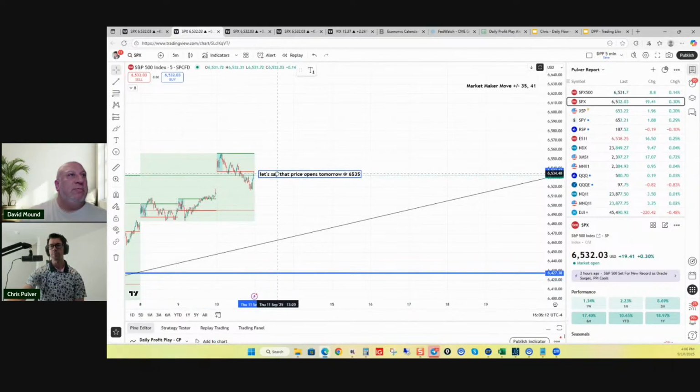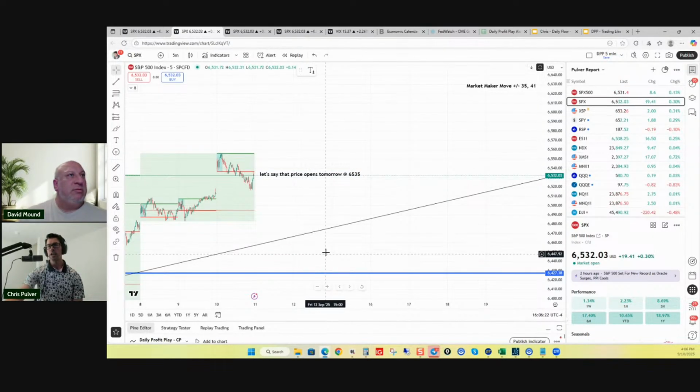Okay. So we're going to say that price opens at 65.35. David wants to put in a box trade. Which means if you're trying to align yourself with a market maker, you can sell up here and you can sell down here, which means I'm trying to collect a credit on the upside and the downside and see if price just stays within that range.